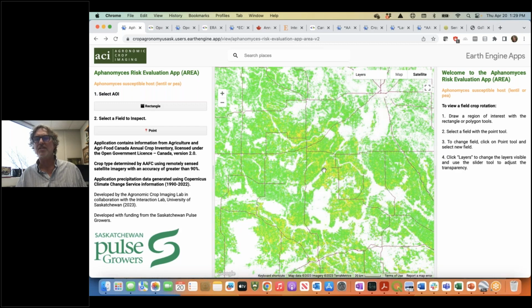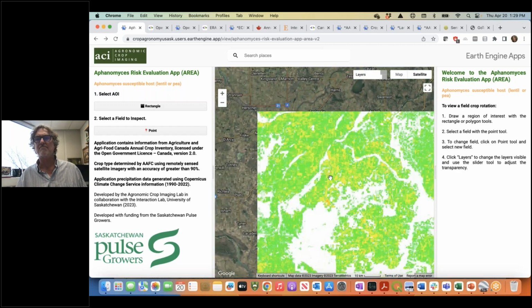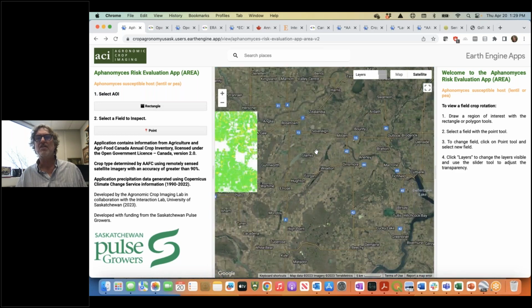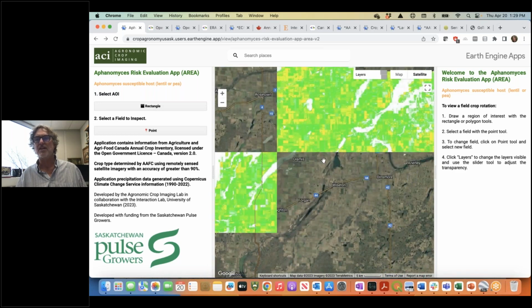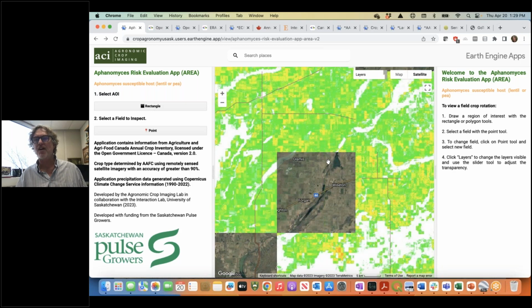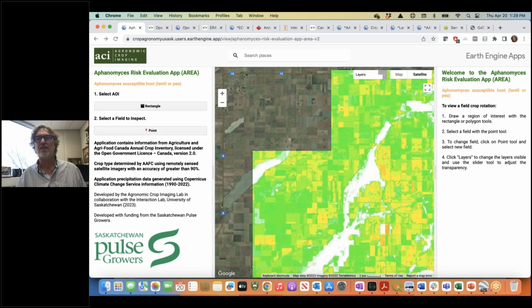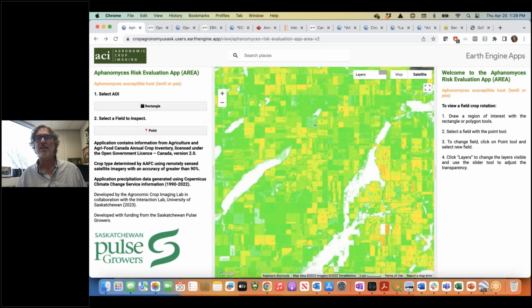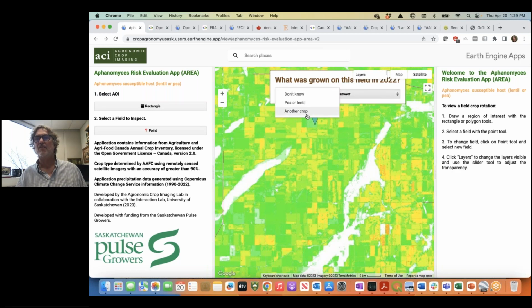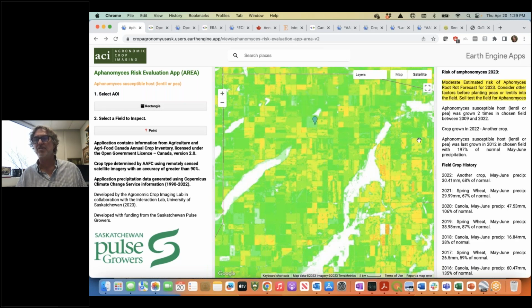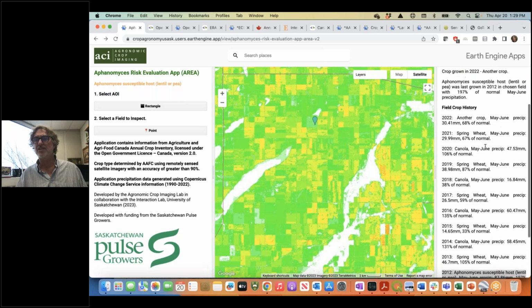And as I showed you, you can find fields that are less risky, but many fields, if not most in these areas, are going to have some risk of Aphanomyces, just because the rotations have had lentils grown in them so often. Even the fields that are light green, like I showed you in this case, will have some risk of it. And that's the risk that producers are taking. And this field just has a moderate risk.